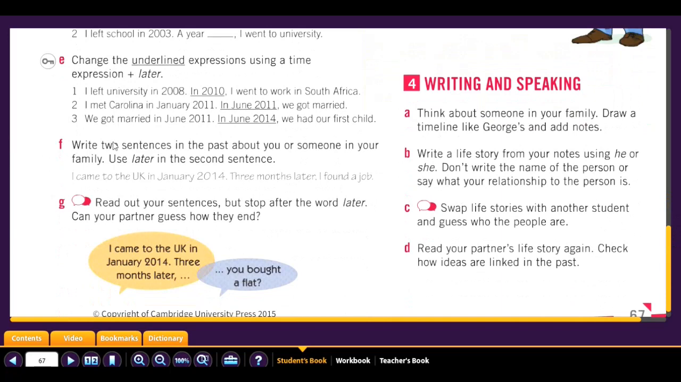And write two sentences in the past about you or someone in your family. Use later in the second sentence. For example, I came to the UK in January 2014. 3 months later, I found a job. Entonces van a tener que pensar en 4 eventos de su vida para tomarlo en 2 oraciones.